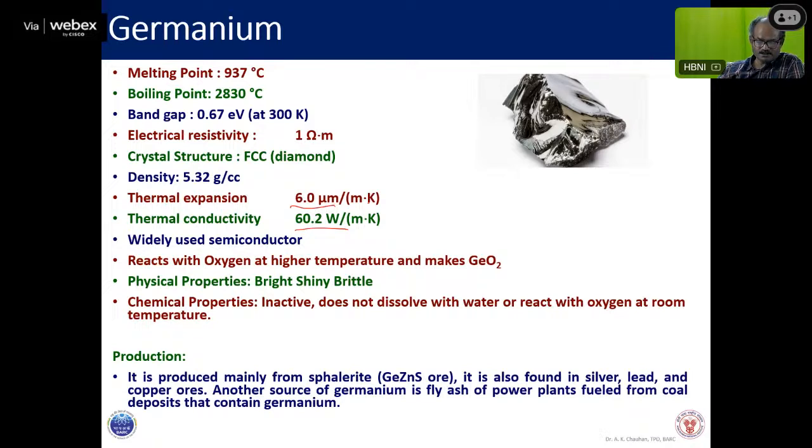The physical properties: it is bright, shiny, brittle, like this picture is showing. And chemical properties: it is inactive, does not dissolve in water or react with oxygen at room temperature. It is produced mainly from sphalerite, which is the ore of germanium and contains zinc and sulfur. It is also found in silver, lead, and copper ores. Another source of germanium is fly ash of power plants fueled by coal deposits that contain germanium.